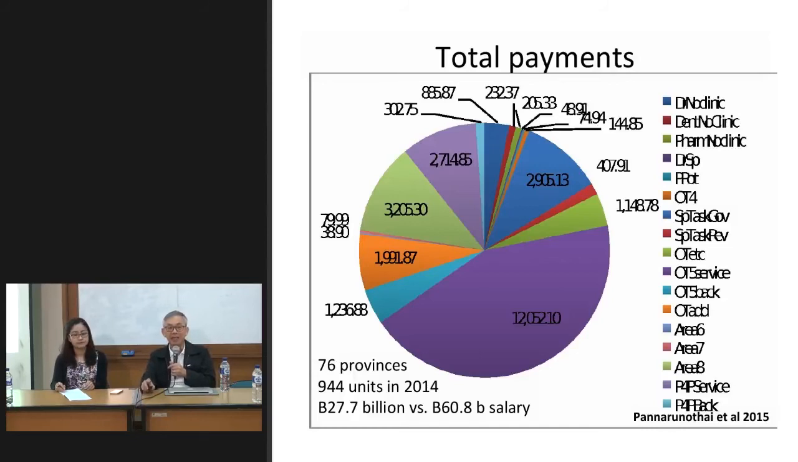And the additional payment, we start from the vertical line here: this is the no-clinic payment, doctor no clinic, dentist no clinic. So this portion is not very high, but the highest here is maybe some kind of overtime payment.